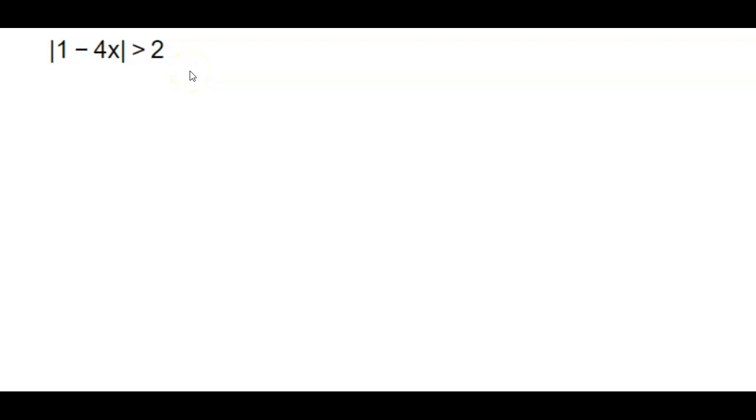Now that we have that, we can go ahead and write down the definition of when you have the absolute value of an expression and it's greater than a constant. So remember, the definition states the following. That means that we have x, which is going to be less than negative k, or x is greater than positive k. So let's go ahead and rewrite this absolute value inequality.